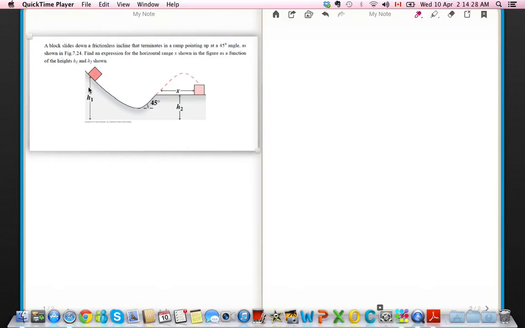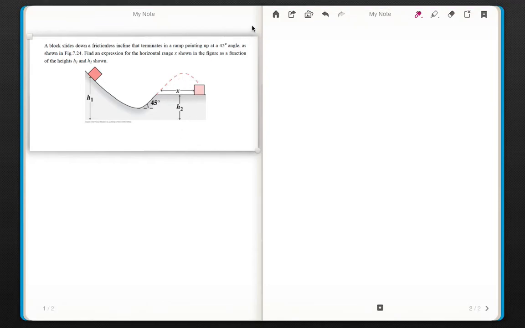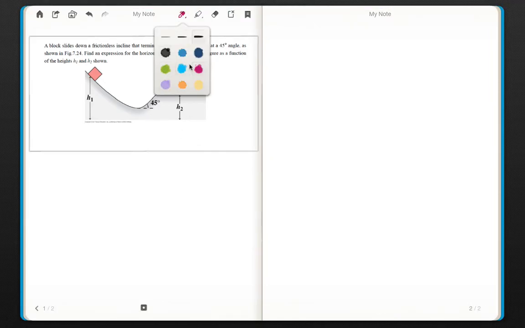There's a block sliding on the frictionless ramp. There's no friction, and you have to think about what will happen if there's no friction. It's on an incline, and then it encounters a ramp that's inclined up at 45 degrees. They are basically asking for an expression for the horizontal range, which is x, this one, right? So the pen is just red.